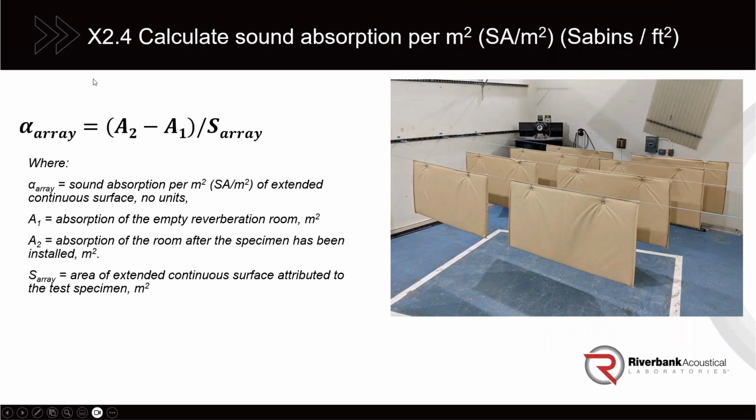So to calculate the sound absorption per unit area for a set of baffles, we take that A2 minus A1, that total absorption, and we divide it by the surface area of the array, which was calculated according to one of those previously defined methods. And this gives sound absorption per unit area for the array, or the alpha array.